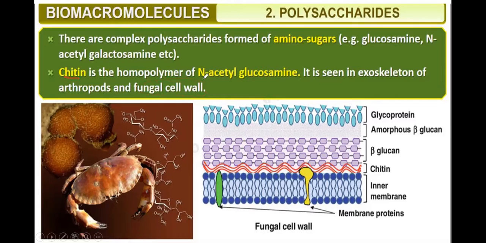So chitin is a polysaccharide. Its repeating units are N-acetyl-glucosamine. So this is chitin. It is made up of N-acetyl-glucosamine.